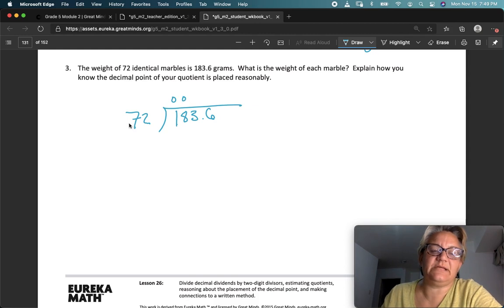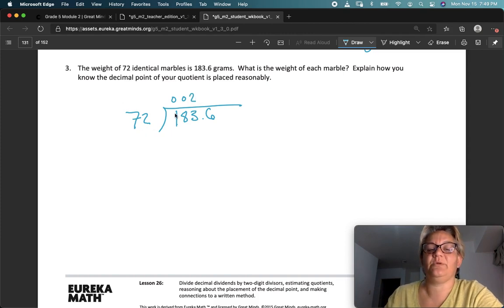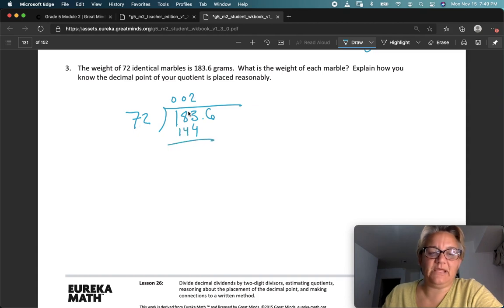72 is not going to go into 1. It's not going to go into 18. But it will go into 183, and it'll go twice for sure, because 70 times 2 would be 140. So 2 times 2 is 4. 2 times 7 is 14. And this turns into a 7, and that turns into a 9, 3. Now I have 39 remaining. I'm going to bring down the 6 tenths.